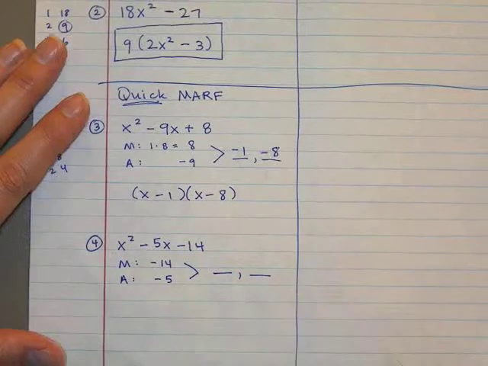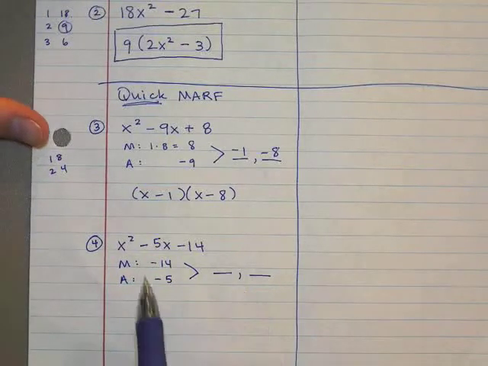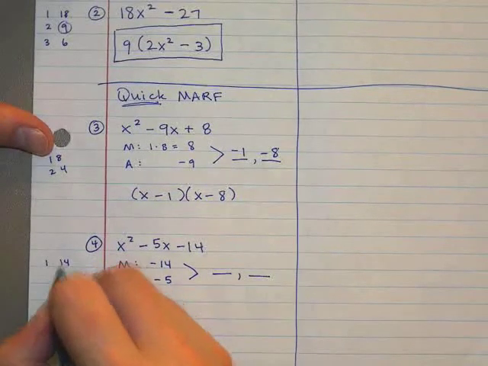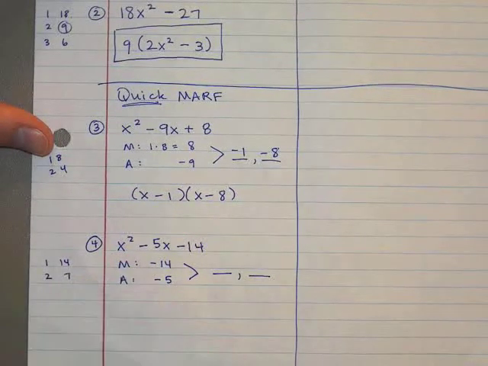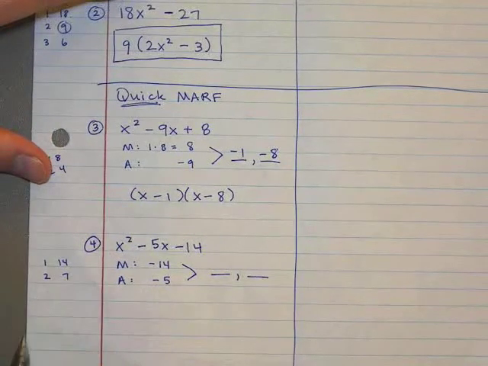I'm going to give you a second to find those two magic numbers if you're not sure. Remember, if you're in any doubt, start listing the factor pairs of 14. 1 and 14, 2 and 7. Those are really the only numbers that multiply together to be 14. So the only ones that have a chance to make 5 are 2 and 7.